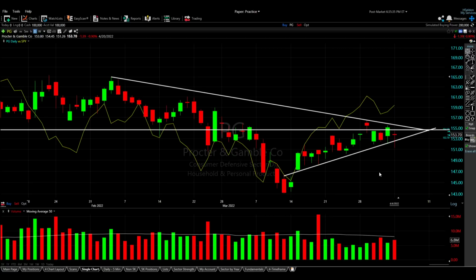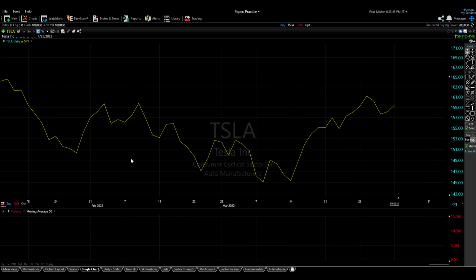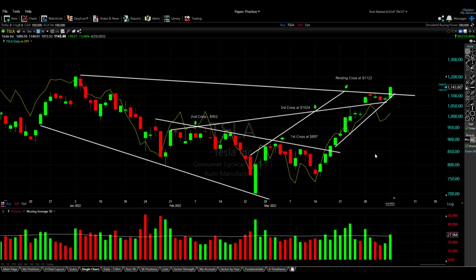So that is why we entered that particular trade, and that is why I am not worried about it. Tesla, great trade today. Here, you can see you have the first cross at 897, right? Look what happens after it crosses that. Up it goes. Next cross, 953. Crosses that. Up it goes.